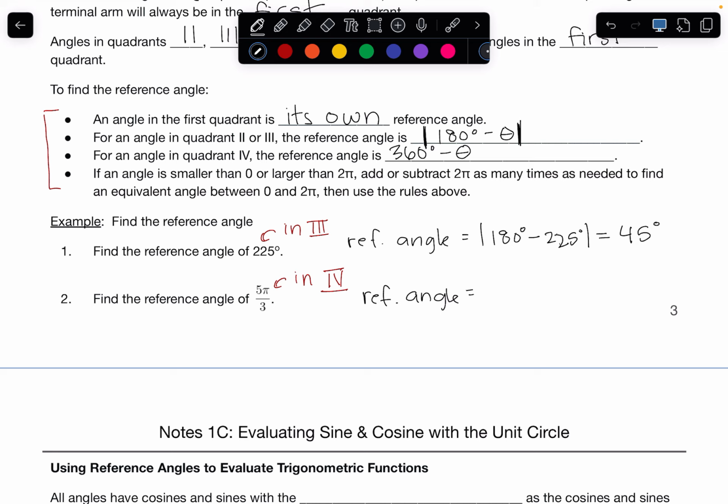It says 360 minus the angle, right? In this case, I want 360, but in radians. What's a full circle in radians? 2 pi instead of 360. So same idea, but I'm using 2 pi instead of 360. So 2 pi minus my angle. And I'm going to write that 2 pi as a fraction over 3. So something over 3 minus 5 pi over 3. And if I multiply the bottom by 3, I have to multiply the top by 3. 2 times 3 is 6. The 6 divided by 3 takes me back to the 2 pi I started with.